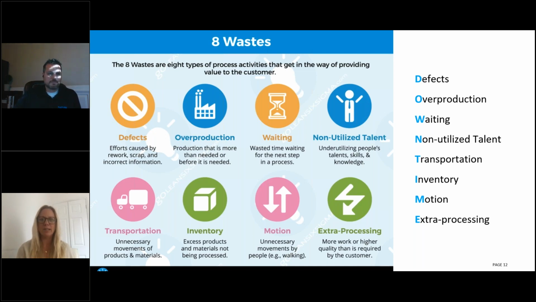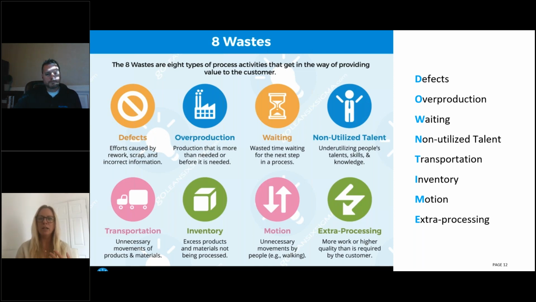So the acronym is DOWNTIME, and then you can see the different types of waste that were identified as part of the lean manufacturing work here. So we've got the defects, fairly easy to understand that one, overproduction, waiting, underutilized or non-utilized talent, transportation, so the unnecessary movements of products and materials, inventory, so excess products and materials not being processed, motion, so unnecessary movement by people, and then extra processing.